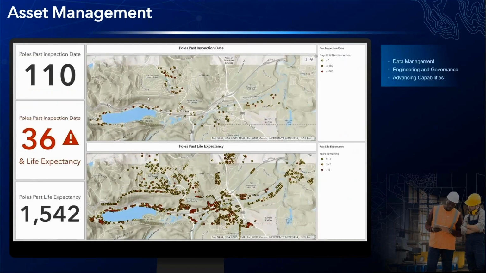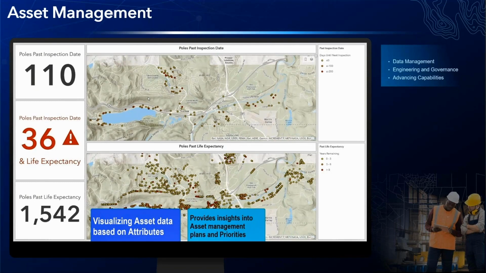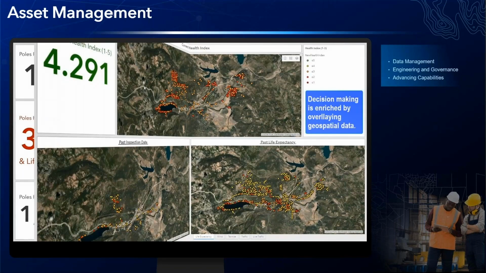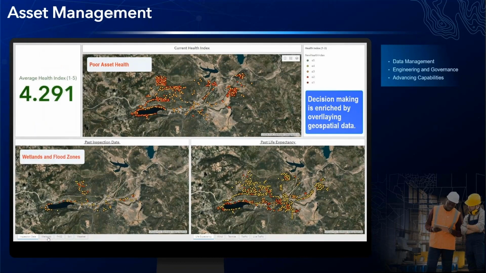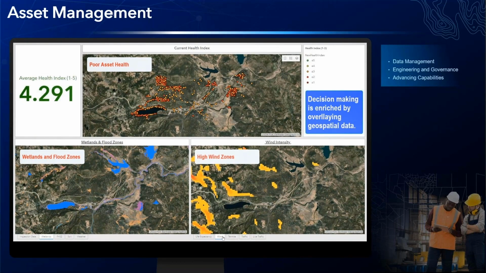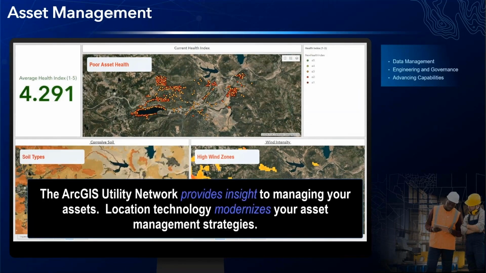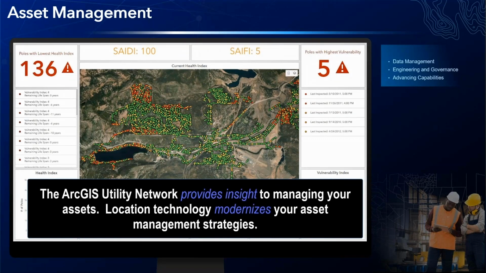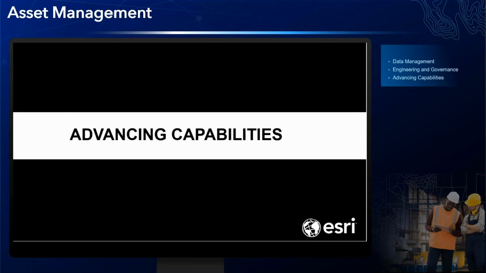An example here is bringing in last inspection date or bringing in the expected life expectancies from some of the nameplate attributes. You can then visualize this data, you can provide additional insights, and you can bring in additional maintenance plans or changing priorities. An example of this is health indexing. Knowing your asset's age, its condition, its failure rates, you can start plotting and visualizing the health index of my assets. You then extend it with some of these other data sets. So the utility network provides insights to managing these assets, and location technology extends that capability.